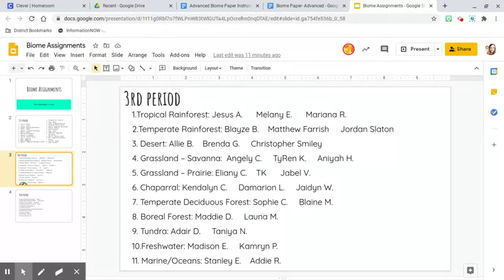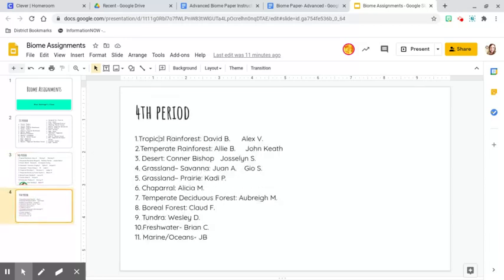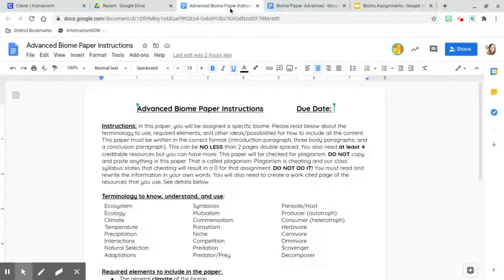Okay, if my name is Cameron, I'm going to look for my name on here, and here's Cameron. Her biome is freshwater, so that is the biome that she will be researching and finding out about. Okay, same thing for fourth period. You have to come look. So let's pretend that I am Jackson. If I'm Jackson, I am going to look for JB and right here, marine oceans. So that's Jackson's biome, and that's the one he's going to research. If you have any question about what your biome is, please email us and let us know. But for the instructions, I wanted to go over them with you guys.